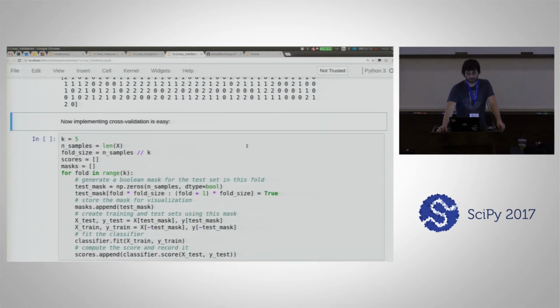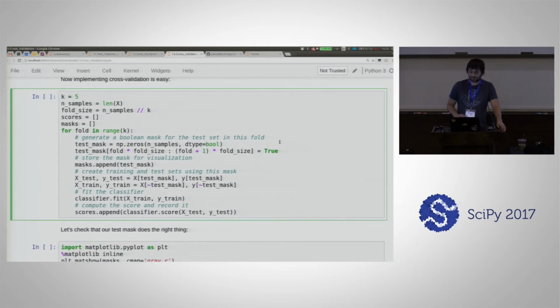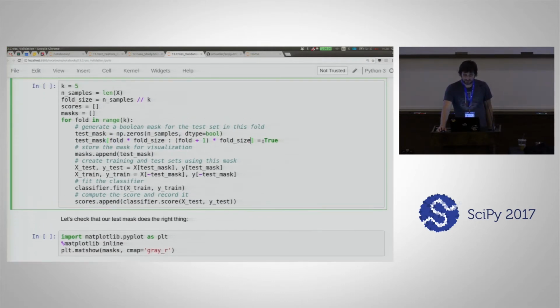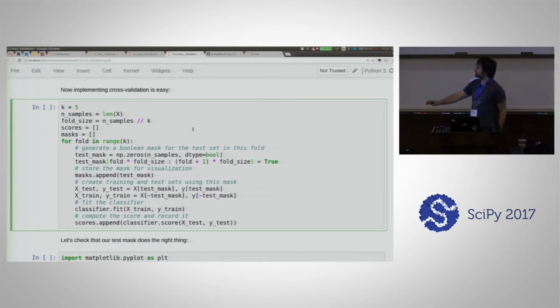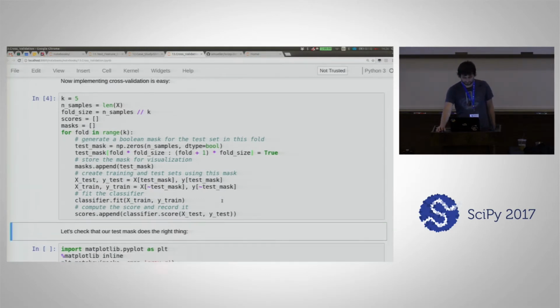If you wanted to implement cross-validation yourself, it's relatively easy, where relatively easy means about 15 lines. I don't want to run through this; I think you can read the code by yourself. But we create a mask, which is basically full size times true, and negating that gives you a test set. Sorry, gives you a training set.